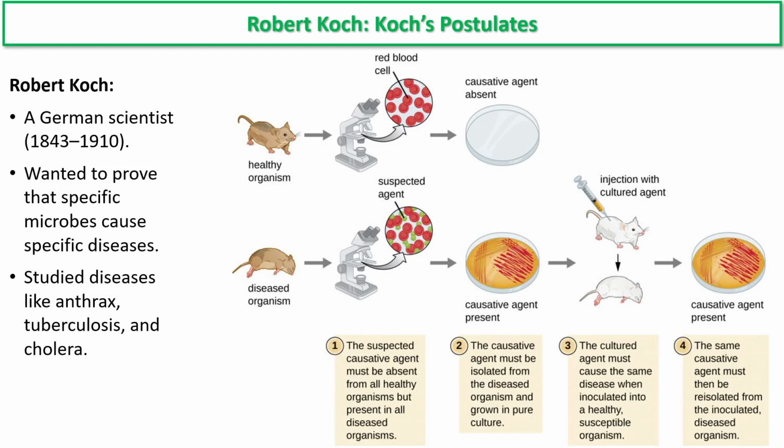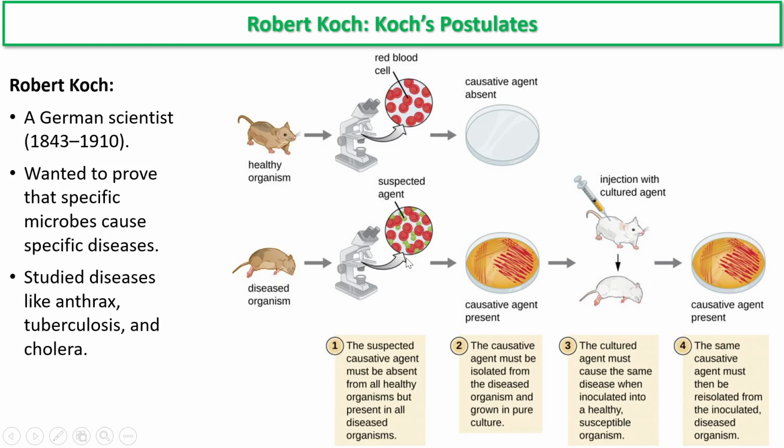Okay. And the second story was of Robert Koch, the Koch postulates. He took a healthy organism from which he isolated the red blood cells, and he observed that there was no growth on the petri plate. At the same time, he took a diseased organism.